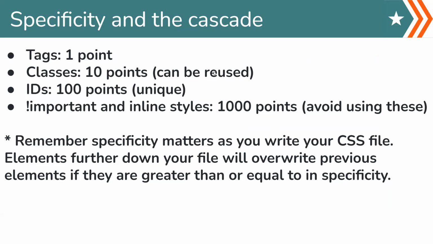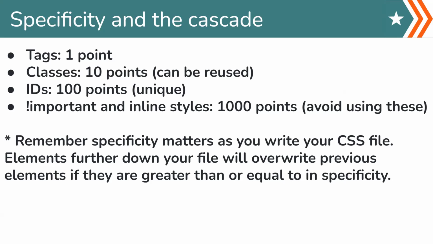So specificity, what does it mean? Another word for specificity is really the hierarchy of what takes priority. There are four different ways that you can style or grab something, and each way has a point system of specificity. The lowest level is tags. Tags, we like to say, have 1 point of specificity. Now that doesn't mean anything right now, but we use it as a way to compare it to other methods.